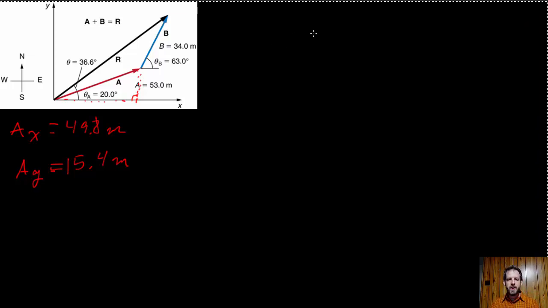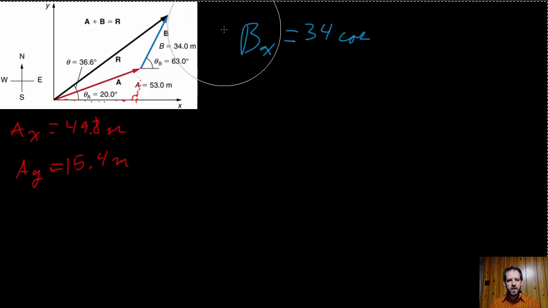All right, so we follow the same process. So for A sub X, excuse me, not A sub X. We're not on A anymore. B sub X is B, which is 34, times the cosine, because for the x part, we're talking about the adjacent over the hypotenuse, because this will be the x over the radius there. Okay? So 34 times the cosine of, this time it's 63 degrees.